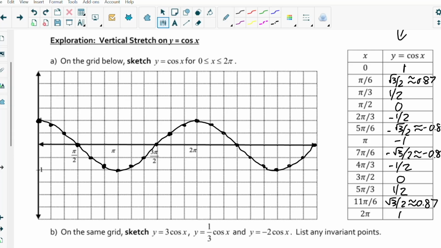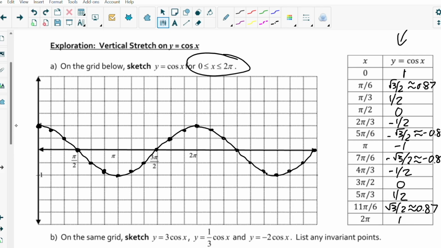Okay, let's build our next one, which is, it says on the graph below, sketch y equals cosine of x for the domain x greater than or equal to 0, less than or equal to 2 pi. I've done that and then just stretched it out a little bit more. Want a nice long graph to see what it looks like. In red, I'm going to show you y equals 3 cosine of x. Okay, so that's the a value.